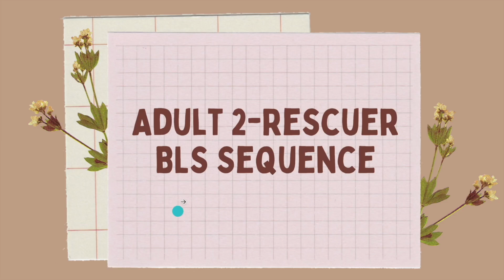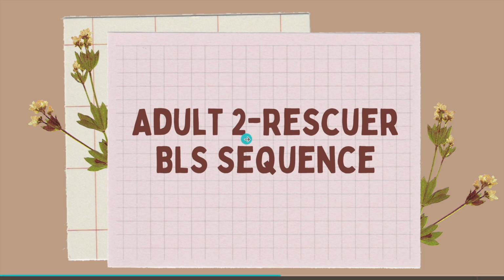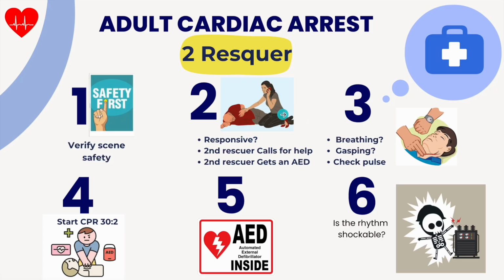Now let's talk about when there are 2 rescuers. The first rescuer who arrives at the site of the potential cardiac arrest victim should quickly perform step 1 and step 2 and then begin high-quality CPR if needed. First step and second step are the same. Verify scene safety and check for responsiveness.